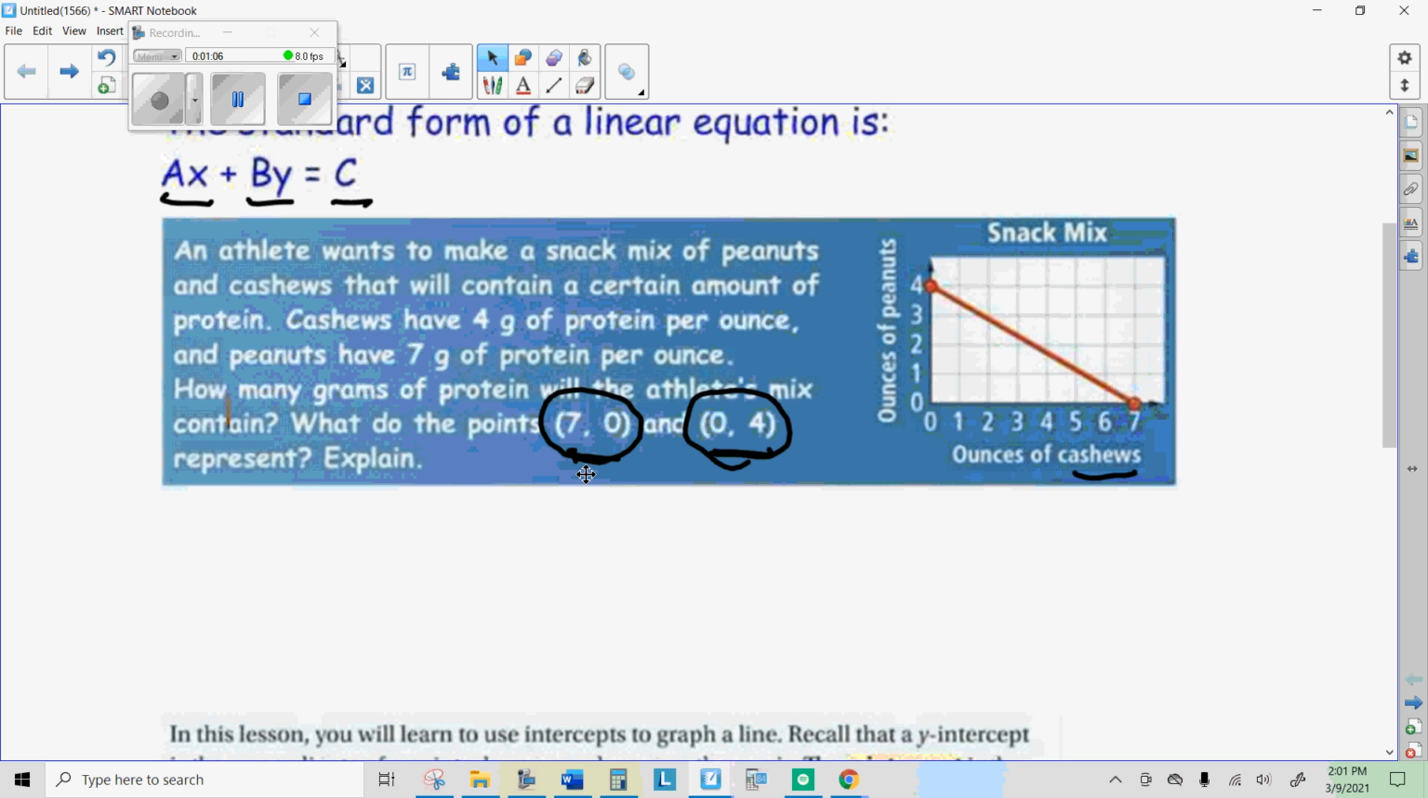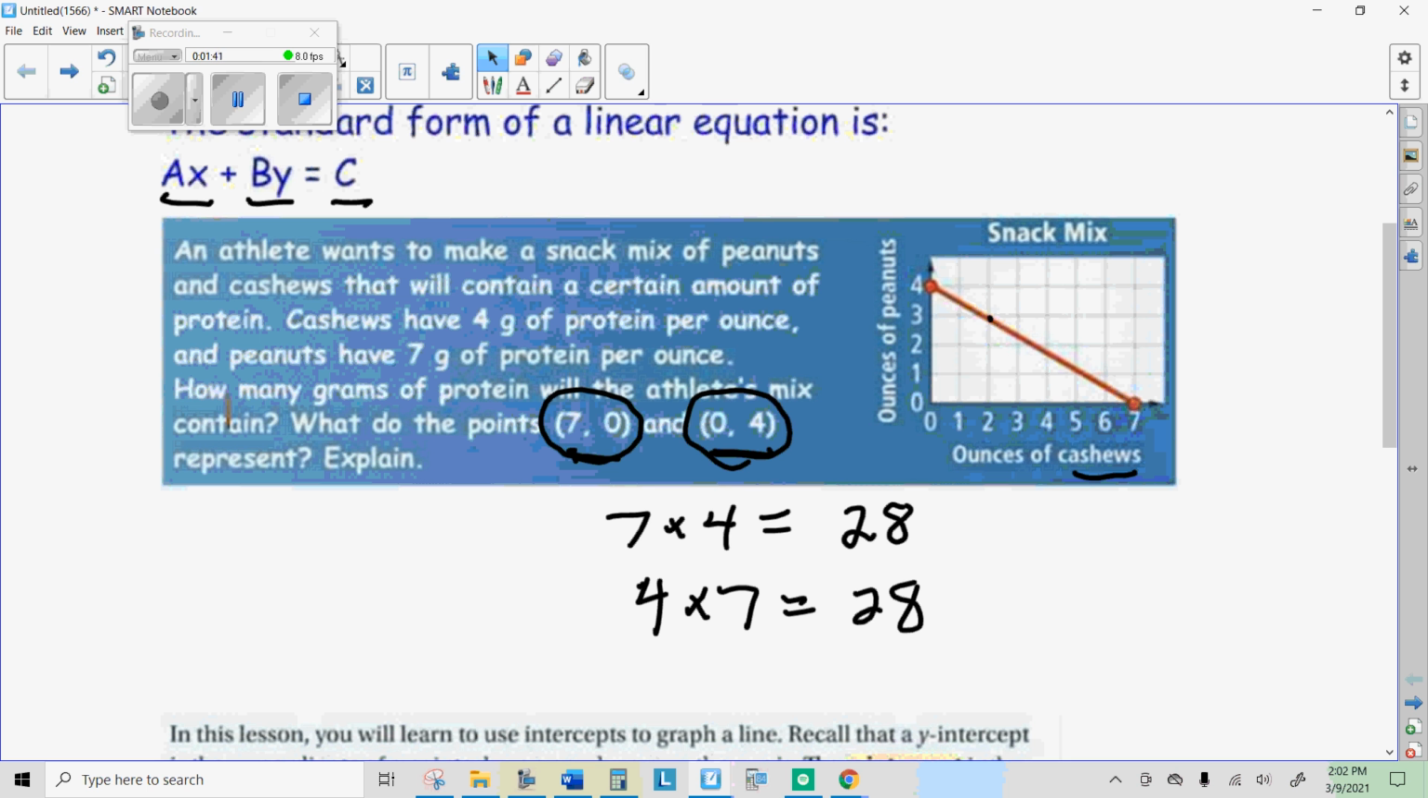With either of those, you could multiply by the number of grams of protein from each. For cashews, it would be 4 grams. 7 times 4 is 28 total grams. And for the peanuts, you could just do the 4 ounces of peanuts times the 7 grams of protein per ounce, which also comes out to 28. So there's a really nice simple equation to represent this mix of anywhere in between.